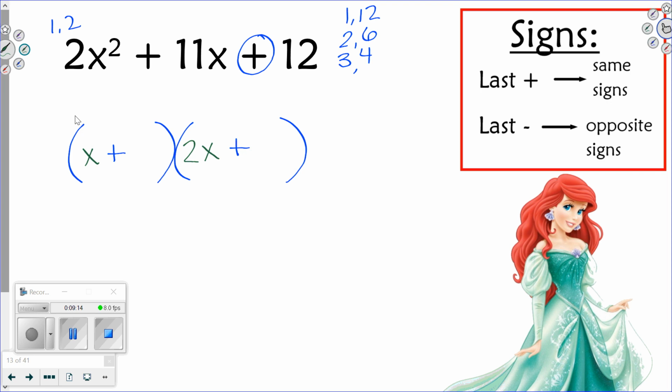One and 12. All right, so if we go 1 and 12, 1, 12. Now, let me give you guys a little bit of advice, because sometimes you get a big list of numbers and you're like, oh my God, I'm never going to guess which one's the right one. Did this original problem have a GCF? No, it didn't. So does one of your parentheses right now have a GCF in it?